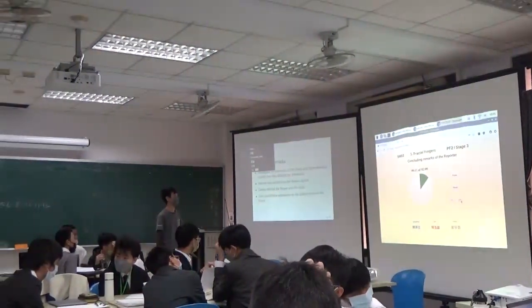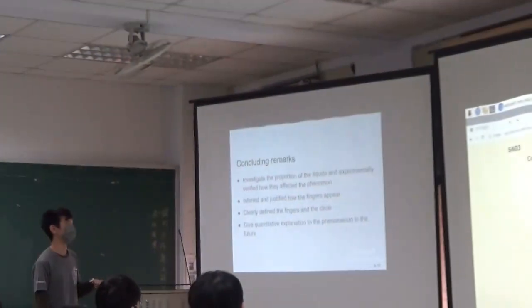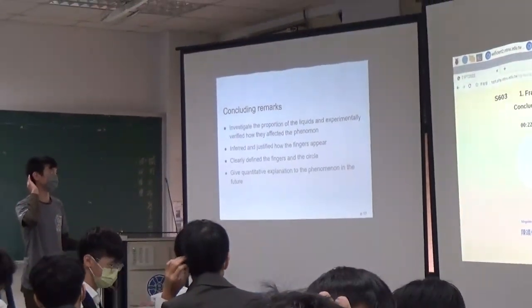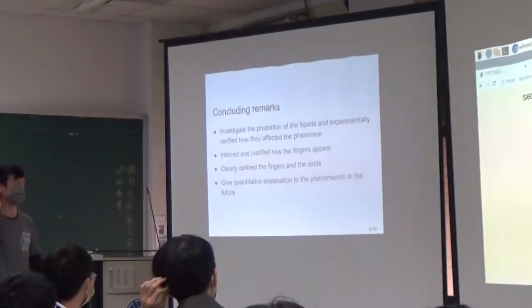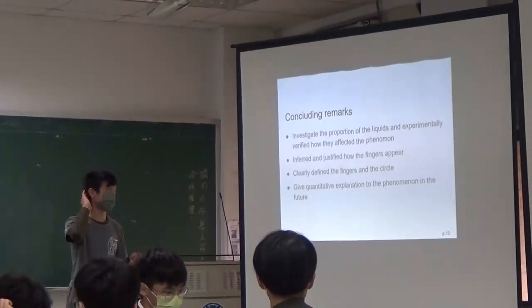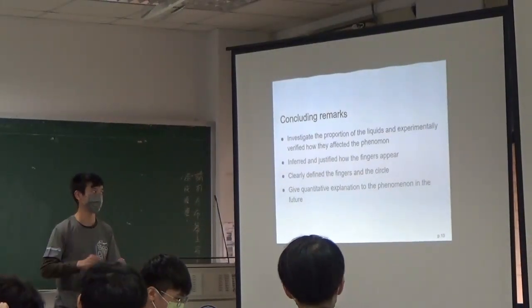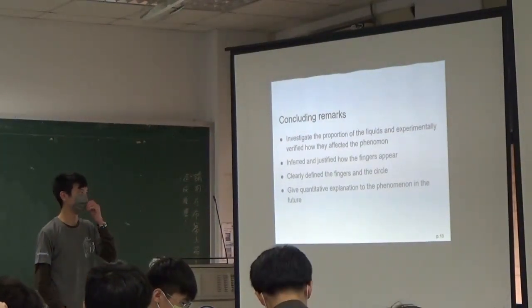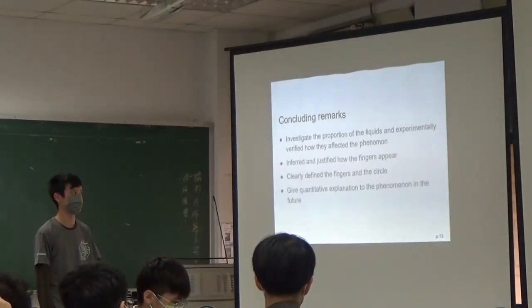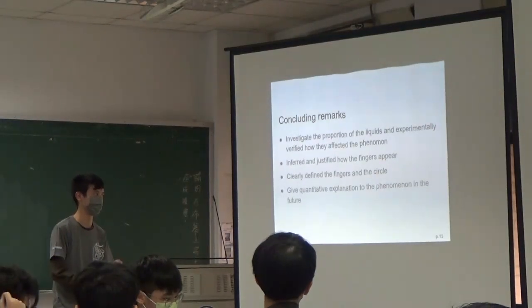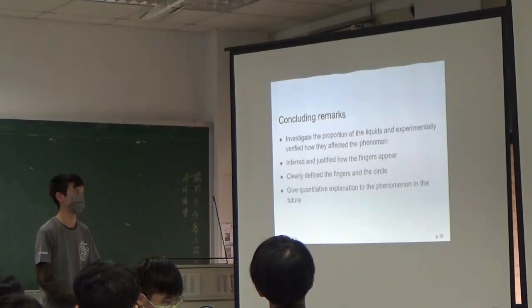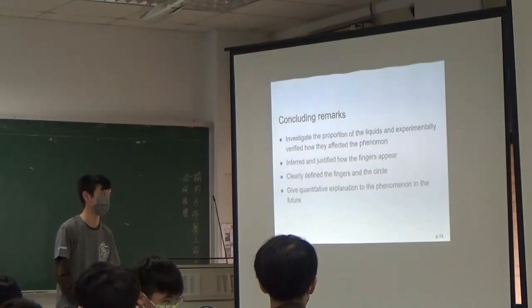So this is our conclusion. The first one is, in this case, the properties of the liquids and experimentally verify how they affected the phenomenon. And the second one is to infer and justify how the figures appear. And the opponent says that we should clearly define the figures and where the circle is. And in the future, we want to give a quantitative explanation to the phenomenon.